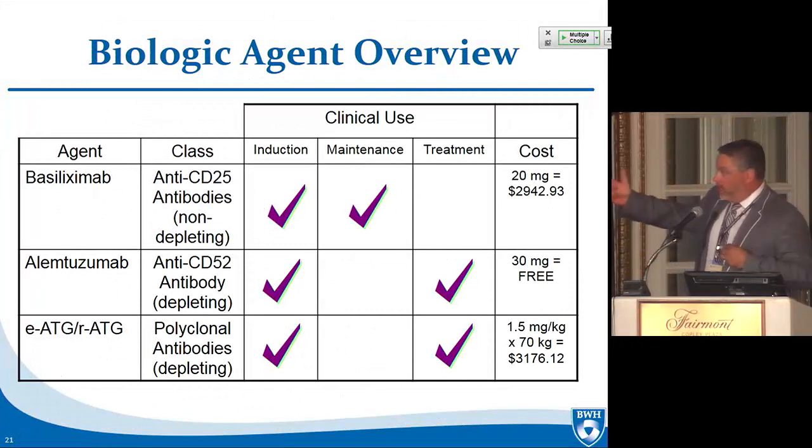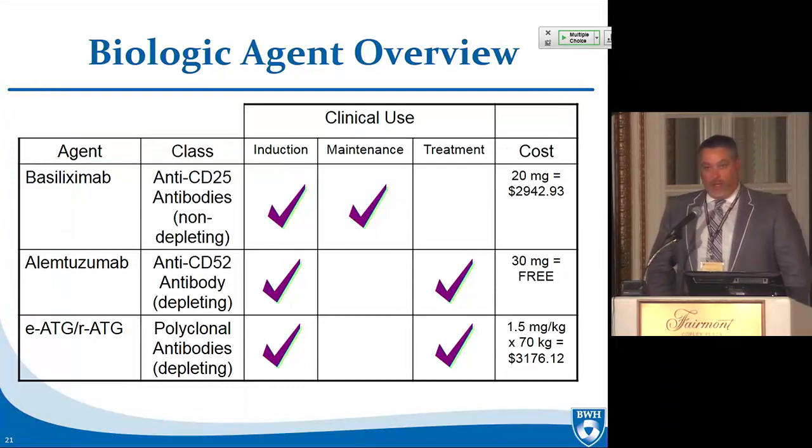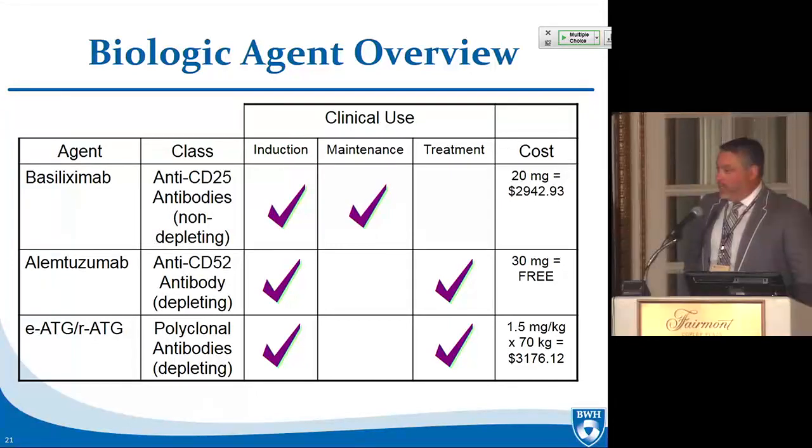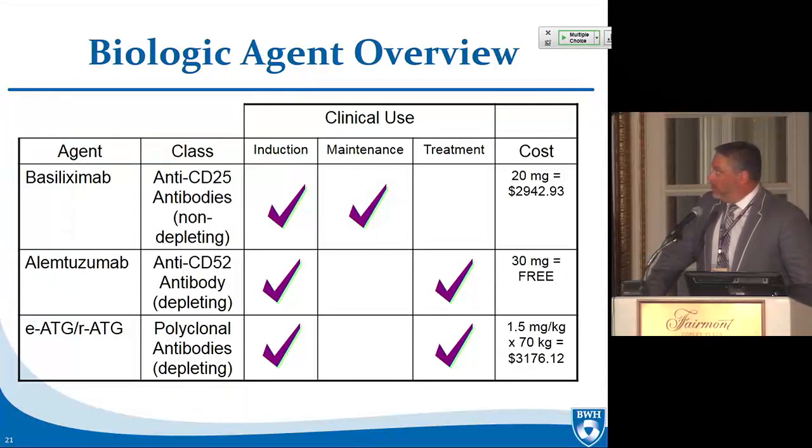So in summary, all of our agents listed here are used for induction. There's been certainly reports of Basiliximab use for maintenance immunosuppression. I don't think you're seeing it much now with the advent of belatacept, but certainly in the early 2000s, we would keep folks on Basiliximab infusions once every 6 weeks or so as a maintenance therapy.